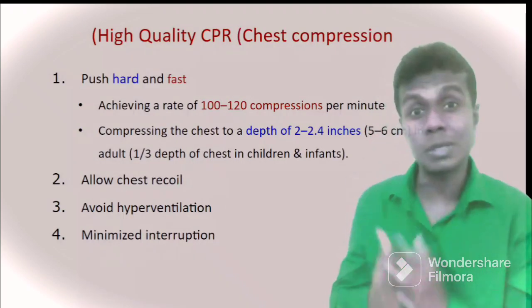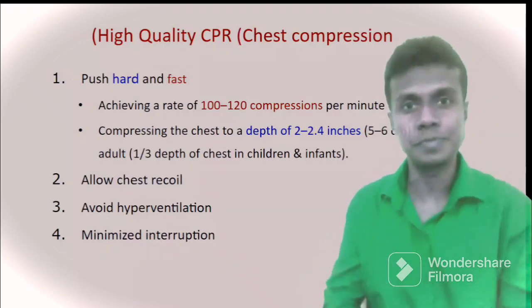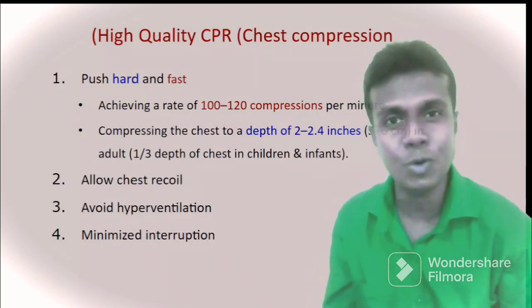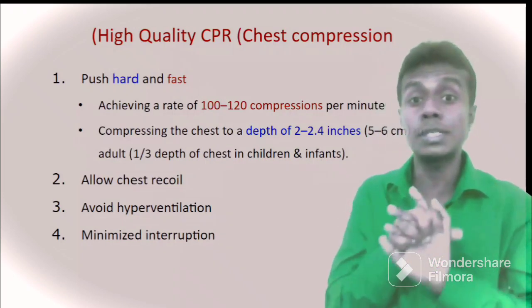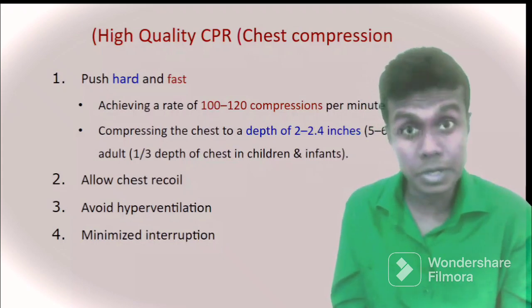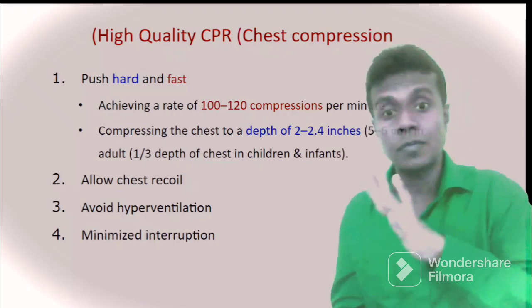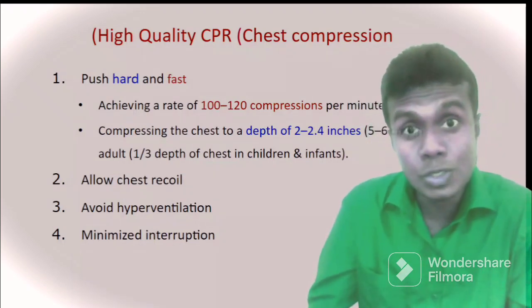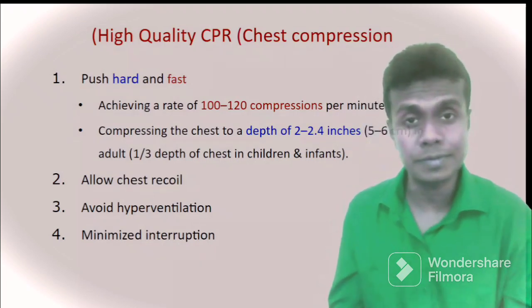Otherwise, your resuscitation process will be unsuccessful. You have to push hard and fast. You should have high body weight in order to achieve successful resuscitation. Your rate of chest compression should be 100 to 120 compressions per minute, and the chest compression depth must be approximately 5 to 6 centimeters, that means 2 to 2.4 inches when coming to adults.